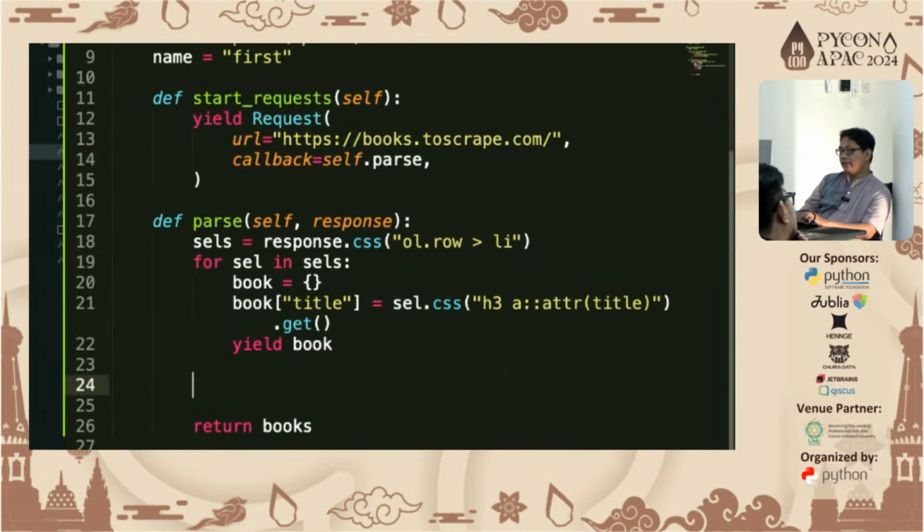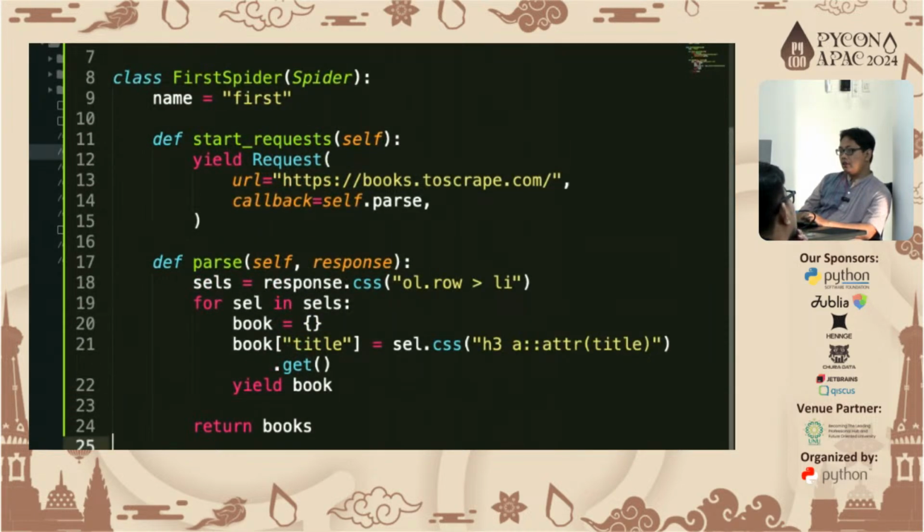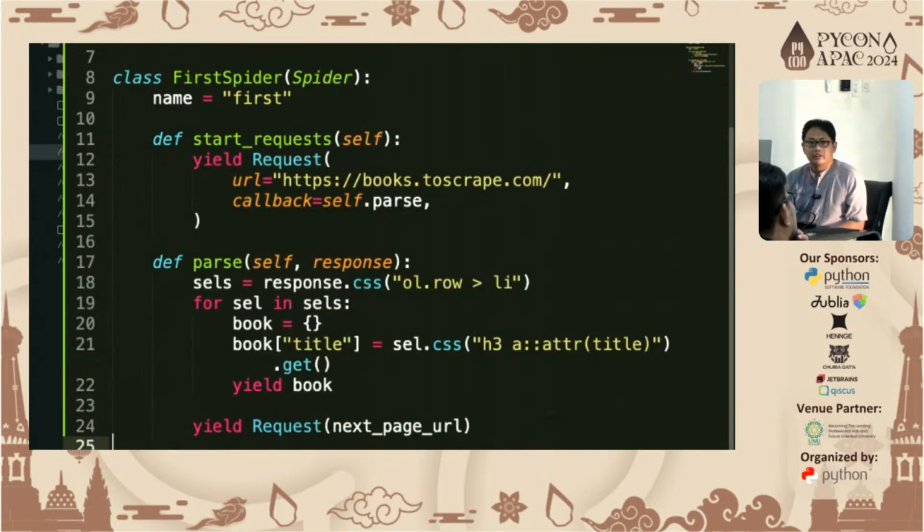So instead of doing this, you can do this. It is cleaner because you can see that this section will yield data, but this will yield a request, instead of putting different kinds of things into a single list. I hope that answers your question. Okay.